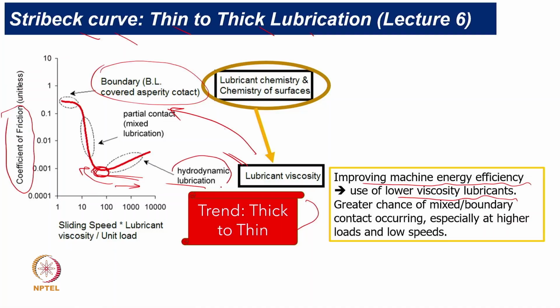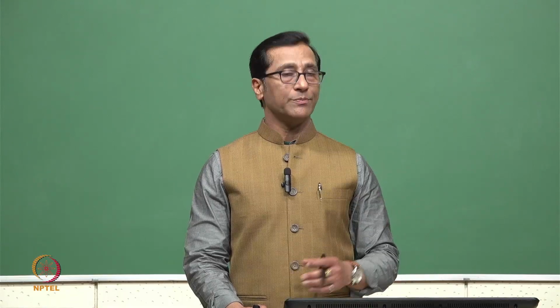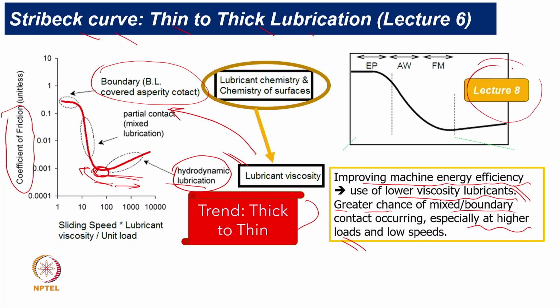We are not happy with hydrodynamic lubrication, even though it causes minimal wear, almost zero wear, except at start and stop. But still, we want to save energy, and that's why we are trying to reduce the viscosity. Almost all engines now are trying to reduce the oil viscosity to a lesser extent, and that is causing chances of mixed lubrication and boundary lubrication, particularly when the load is high and speed is low. We covered this diagram in lecture 8, particularly for mixed lubrication.